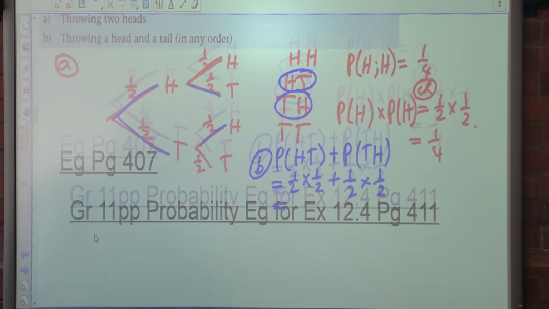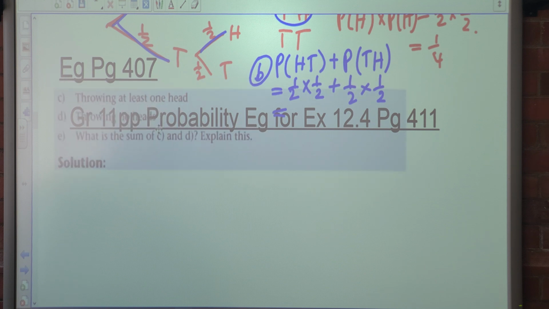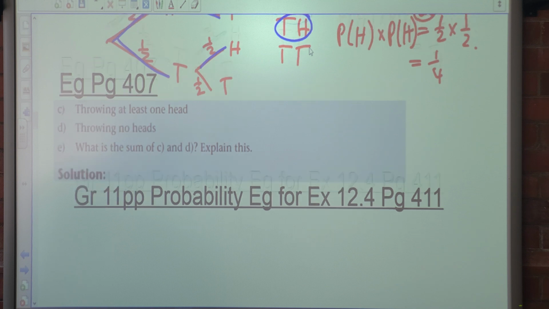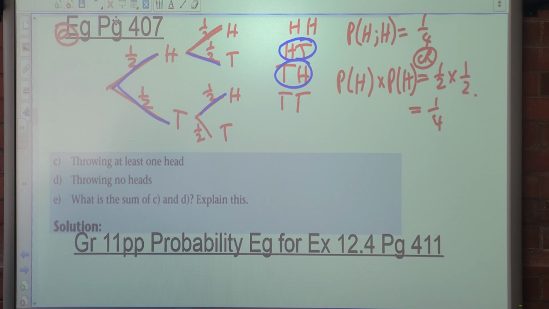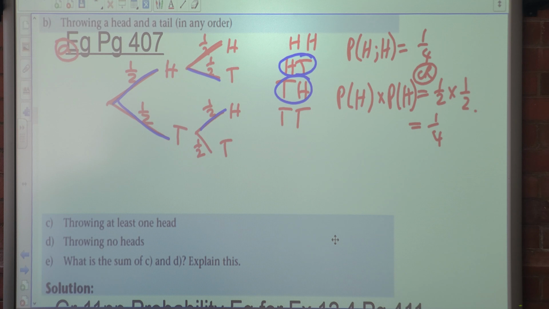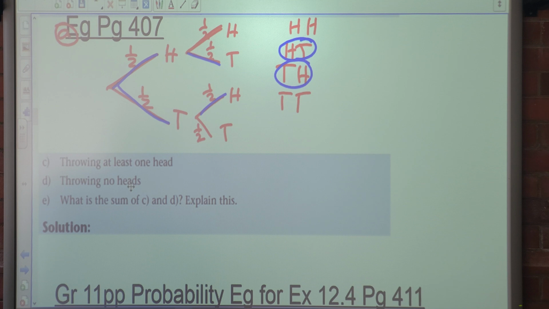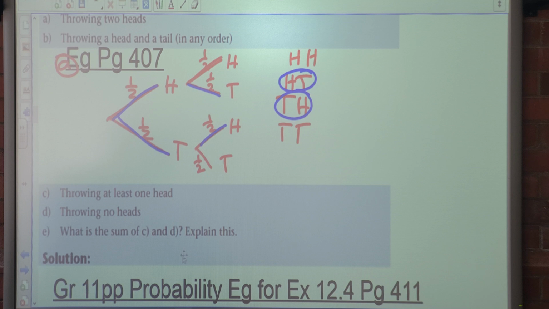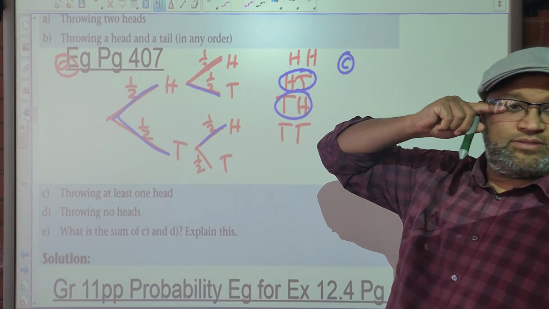Pull this down. You probably just need a diagram. We'll take one of this off. Take that one off. Right. In C, we are told to calculate the probability of throwing at least one head. At least one head. So what are my options?